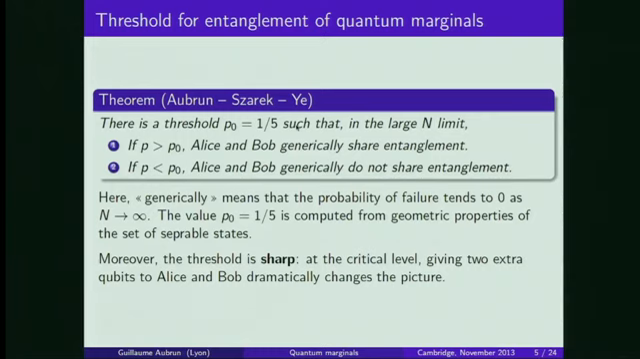Another point is that this threshold is sharp in the following sense. If you are slightly below this critical level, if you just give 2 more qubits to Alice and Bob, then the picture flips, and you change from one regime to another one. So only 1 or 2 extra qubits completely change the picture.